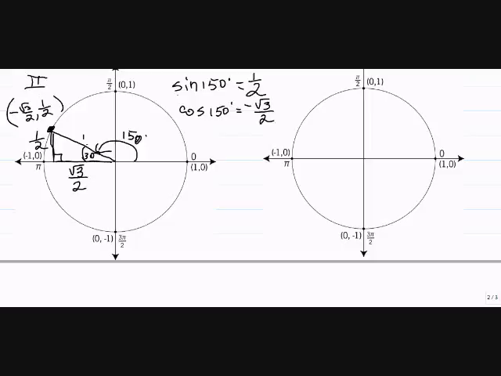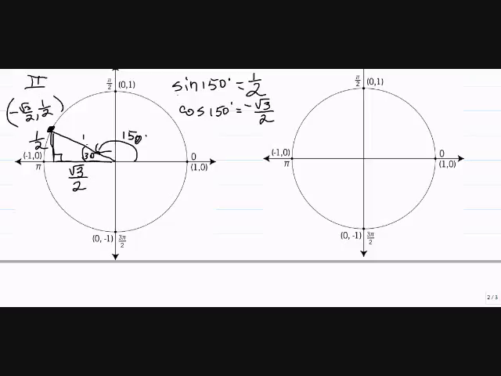Not bad? Yes, sir? No, the cosine is the x. The sine is the y. Doesn't matter. I'll do one where the long leg is not with the cosine. It's with the sine. The hypotenuse is always 1 because this is the unit circle. So its radius is 1.